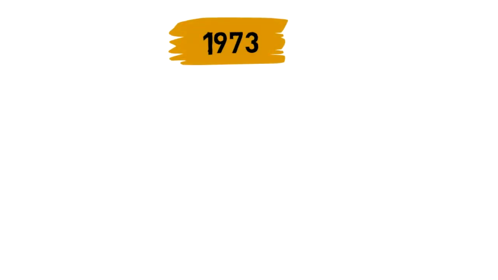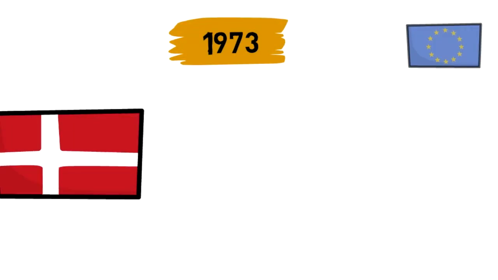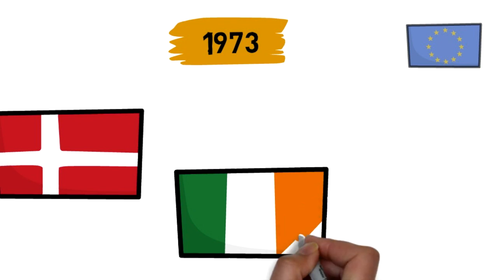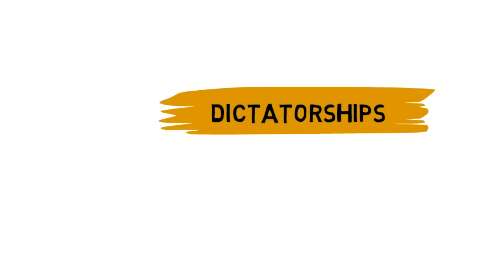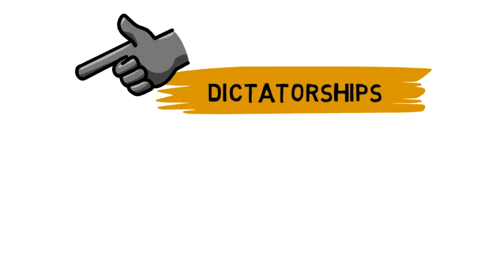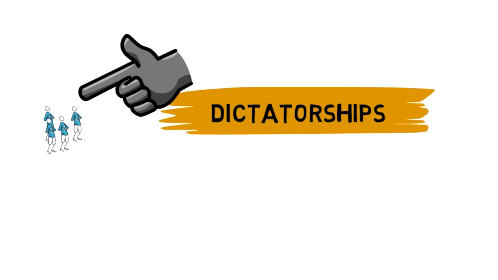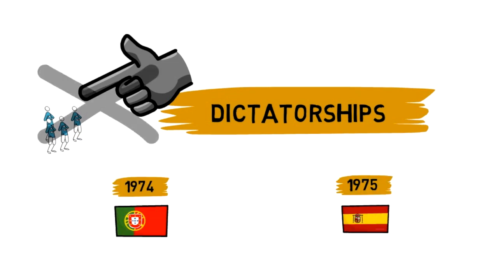In 1973, the EEC grew for the first time. Denmark, Ireland, and the United Kingdom joined the community. The last right-wing dictatorships in Europe came to an end with the overthrow of the Salazar regime in Portugal in 1974 and the death of General Franco in Spain in 1975.